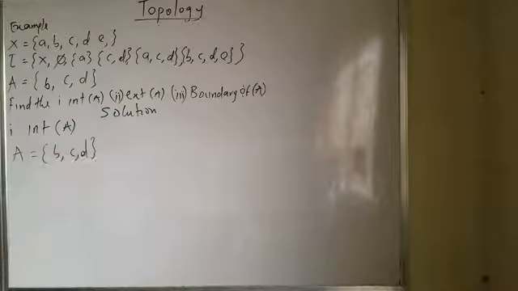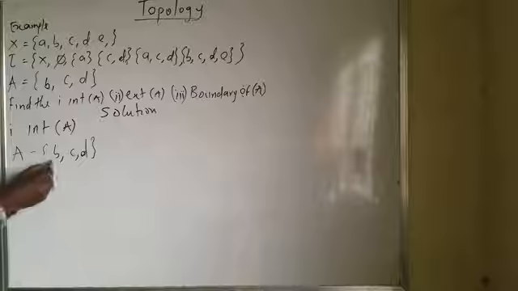Now we have to check for some things here. We need to check and find out which of them will be interior of A. Which of them will be interior of A? It means the first thing is that let me first pick up B. Now taking B, let's start from B.